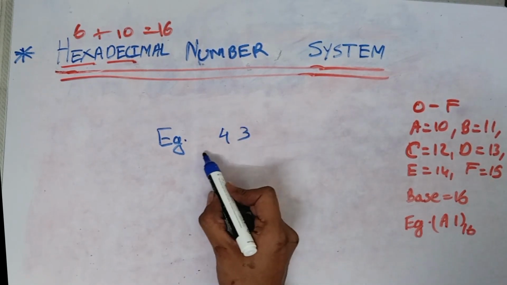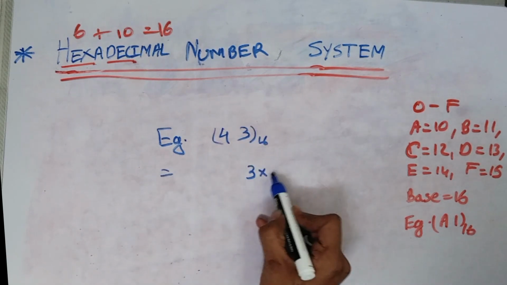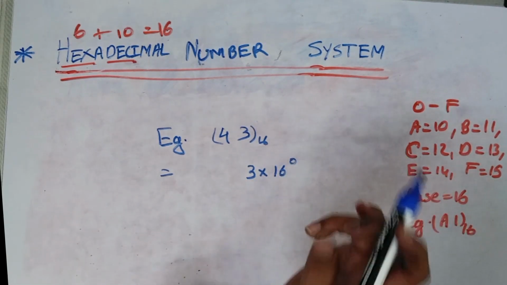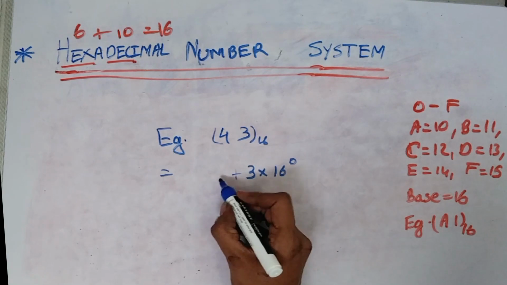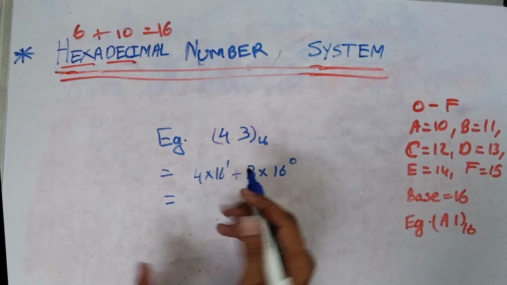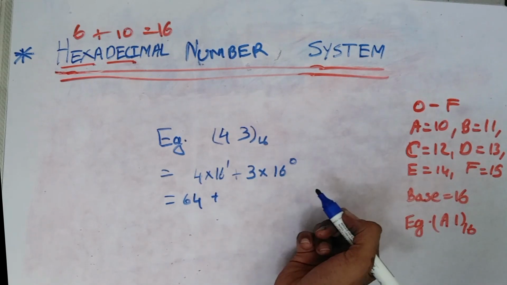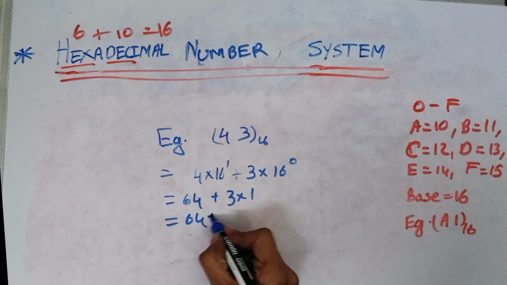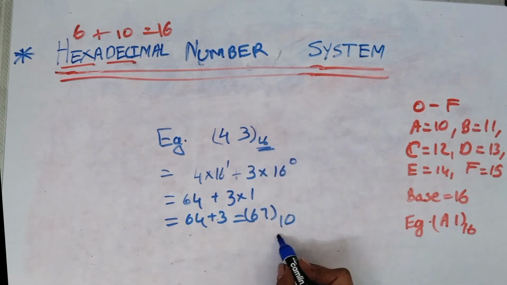Take 43. So 43 is a hexadecimal number, and to represent it we can write 3 into 16 raised to 0. Like any other number system, we write the base and then take the powers of that base in a consecutive manner. 3 into 16 raised to 0 plus 4 into 16 raised to 1. It's not as hard as we think. 4 into 16 is 64, plus 3 into 16 raised to 0 is 3 into 1, so 64 plus 3 is nothing but 67. This is also a way to convert a hexadecimal number to a decimal number.